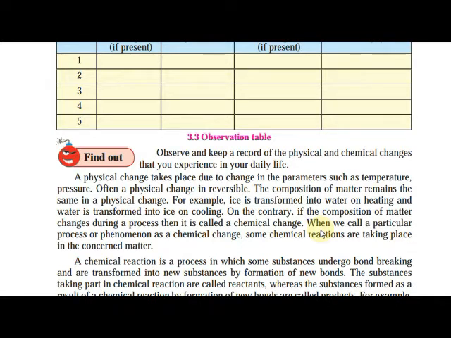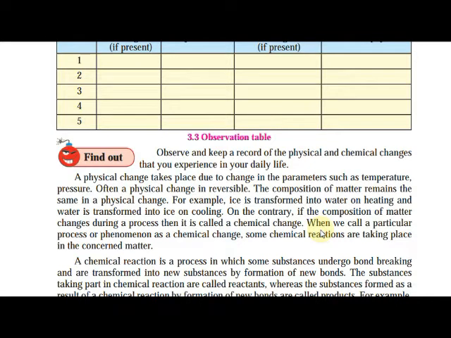What is a reactant? The substances which are taking part in a chemical reaction are called reactants, whereas the substances formed as a result of the chemical reaction by formation of new bonds are called products. So a chemical reaction, as you have seen, is a process. What is the definition of a chemical reaction?